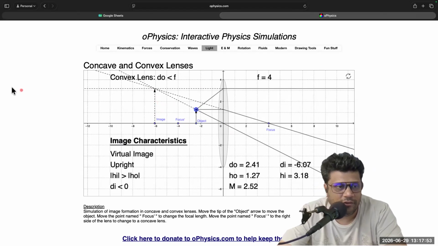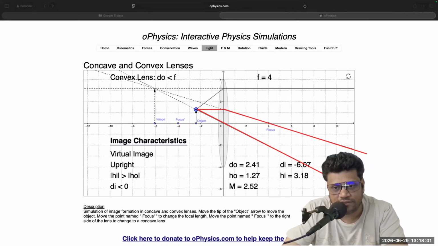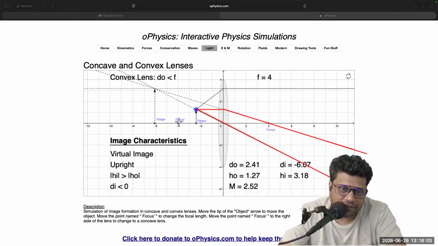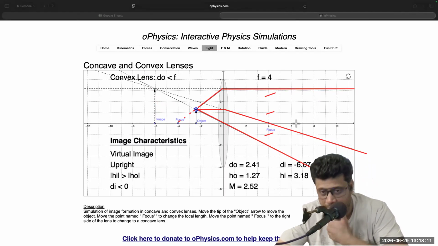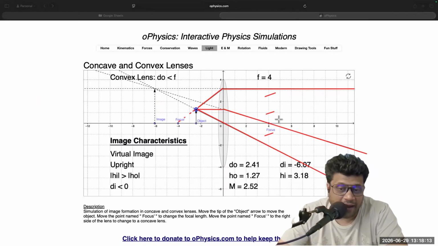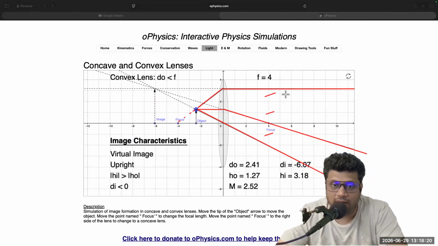In that case, look at the rules being followed. There it is. A ray parallel to the principal axis goes through the focus. A ray through the optical center goes undeviated, and a ray which looks like it has come through the focus comes out parallel to the principal axis. So all the rules are being followed, but the refracted rays after they hit the lens have diverged away from each other, and that is why there's going to be no real image created.